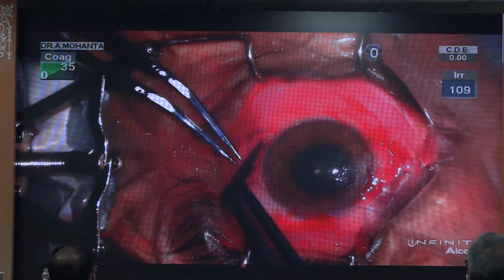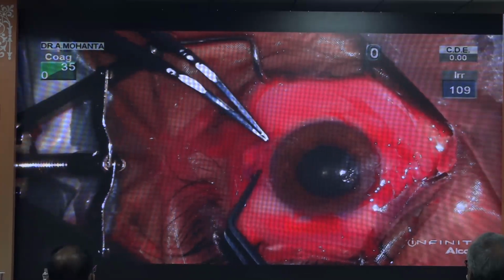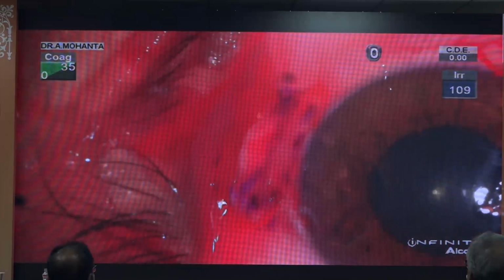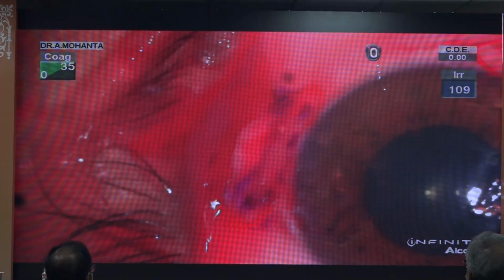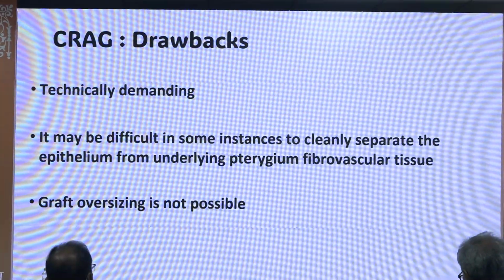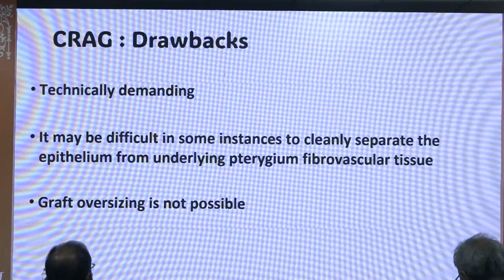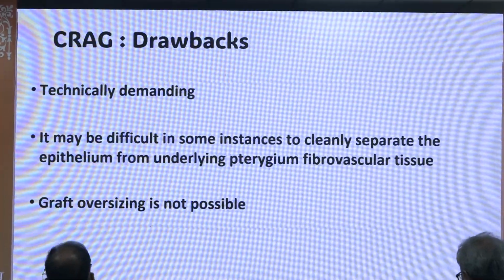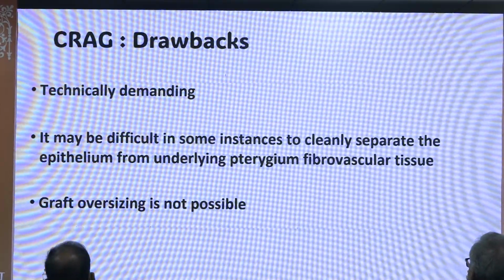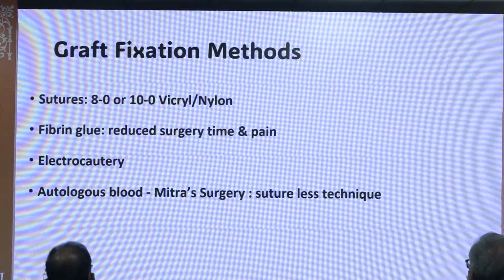Here we can see. After the graft is made tension free, it is placed properly. And here the limbal side was here, it went to this side, the canthal side. Now at times it becomes really tricky and tedious to get clean Tenon's in case of this CRAG, because we have a very small amount of conjunctival tissue left for the graft. So in case of bigger pterygium where the raw area is more, it's not at all advisable.